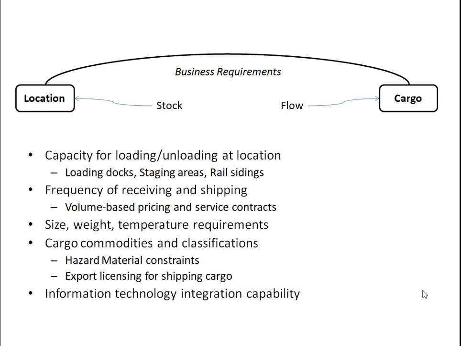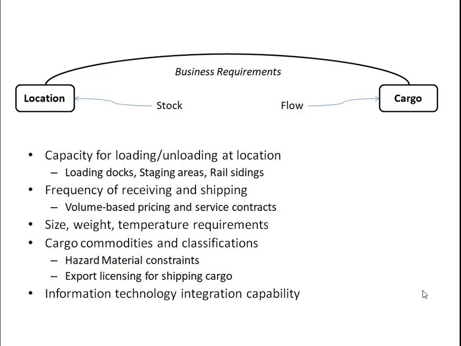From a stock and flow standpoint, I could talk about what I know from this customer viewpoint of what's going on here. I could be talking in terms of the capacity for unloading and loading cargo at the given locations, whether they have loading docks or staging areas or rail sidings, and the frequency of their shipping and receiving. Are they a 24/7 shop? What is their volume? I've got very high volume locations that might ship and receive a lot of material and have service contracts for doing that. I might have some locations that rarely interact with my system. Perhaps they only receive consignments from us and they would never ship anything with us.